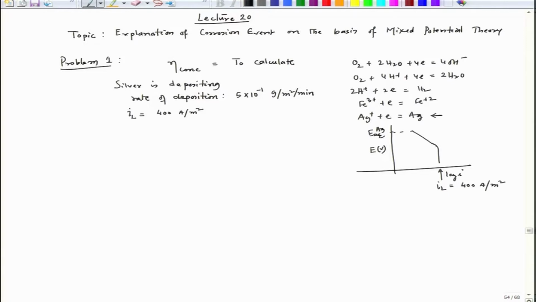Now, we have to find out the concentration polarization. This value, at the rate of deposition, corresponds to some current IC of Ag, because the deposition rate can be taken in the form of cathodic current density. In order to find this out, how do we find that value? We can find it as we know this equation.